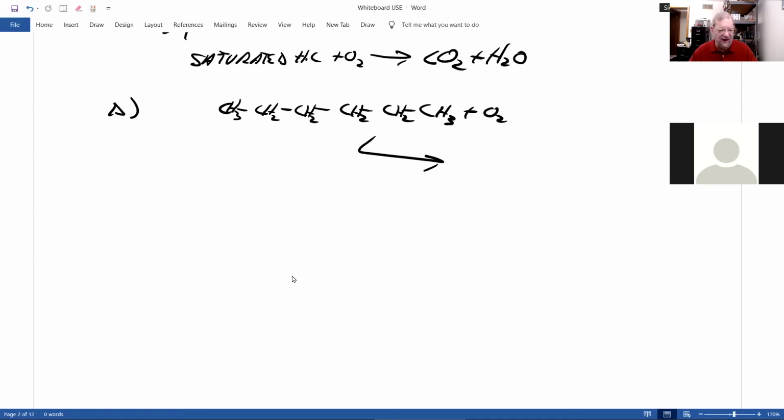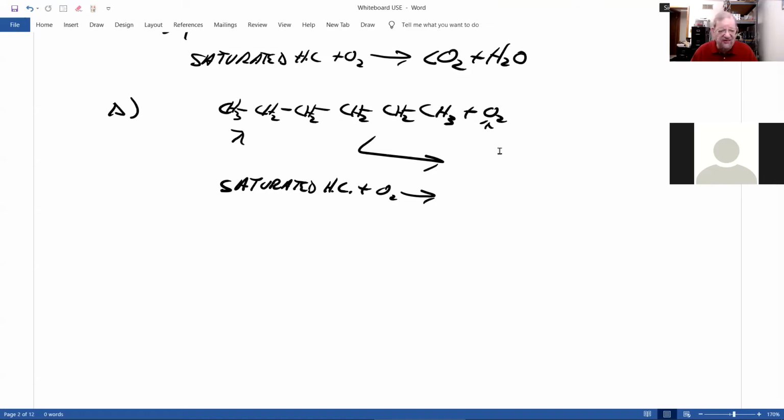All right, let's try this. What do we see in this molecule? Only carbon, hydrogens, and carbon-carbon single bonds, which means it's a saturated hydrocarbon. What are we reacting it with? Oxygen.